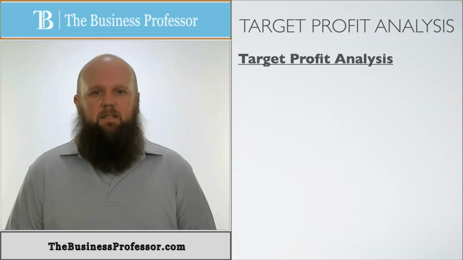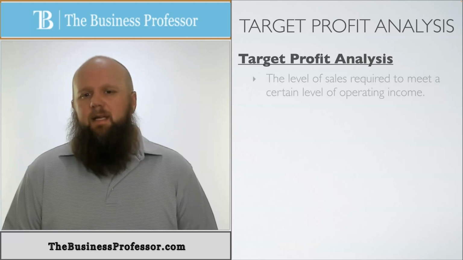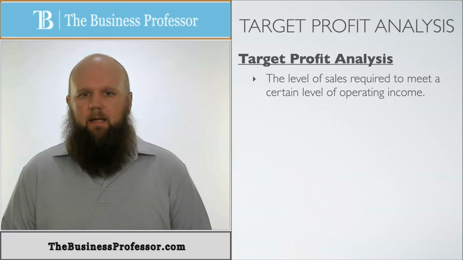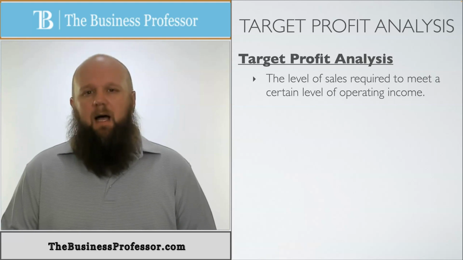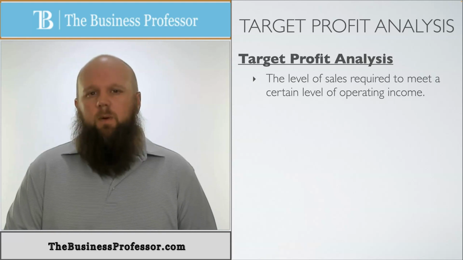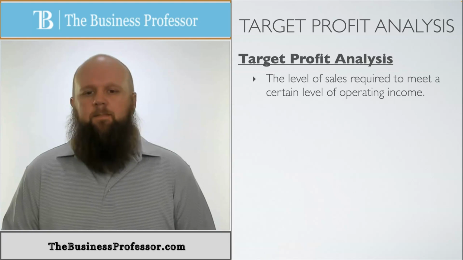Target profit analysis is really the first level of major CVP analyses. And what this is doing is finding the level of sales required to meet a certain level of operating income. So as a business owner, you may think, I know I want to hit this amount of profit by the end of the year. So what do I have to sell in order to hit that? Also covering all of my other costs.